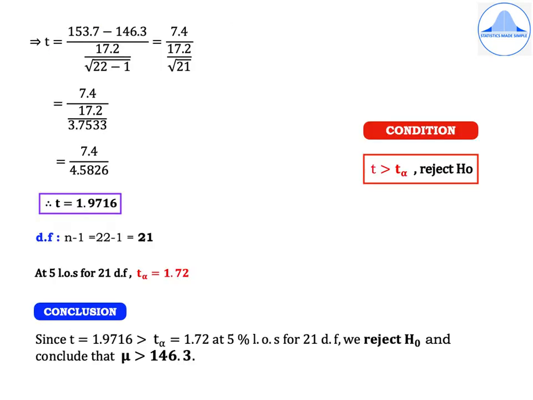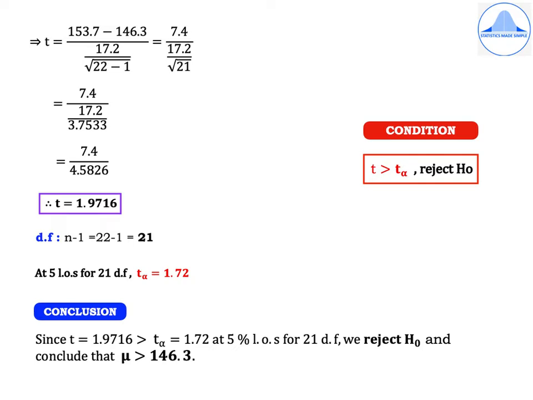Hence, t is equal to (153.7 minus 146.3) divided by (17.2 divided by root of 22 minus 1), which is equal to 7.4 divided by (17.2 divided by root 21), which is equal to 7.4 divided by (17.2 divided by 3.7533), which is equal to 7.4 divided by 4.5826, and we get the value of t as 1.9716. Now remember that this test is a right tail test.